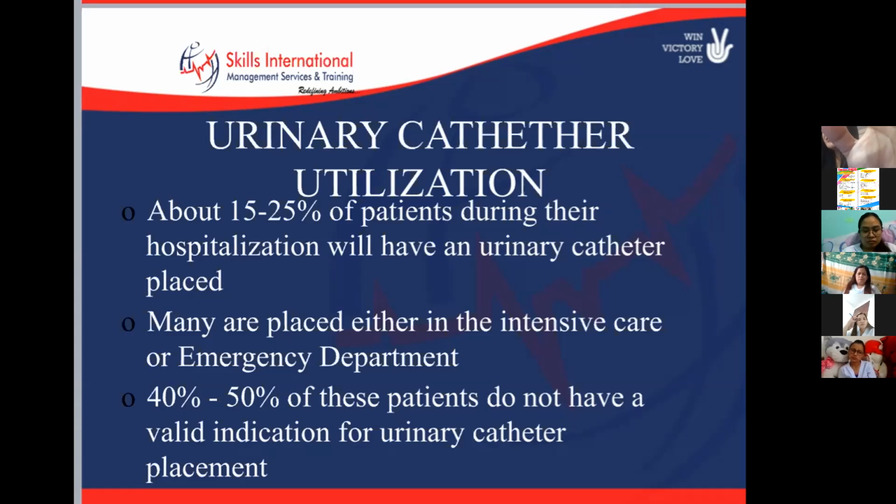Many are placed either in the intensive care unit or the emergency department. Most patients from the intensive care unit or emergency department get a urinary catheter because in intensive care, the patient cannot get out of bed and walk. They are only lying down, and they do everything in bed. So we have to put in a urinary catheter. And about 40 to 50% of these patients do not have a valid indication for urinary catheter placement. So this is the urinary catheter utilization.